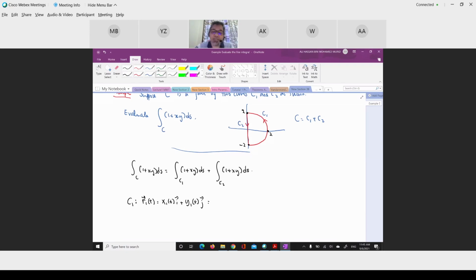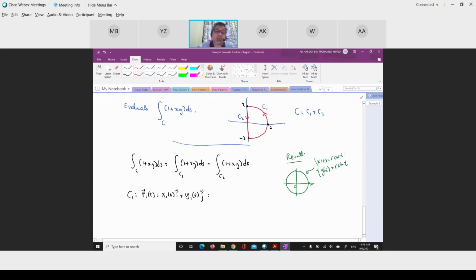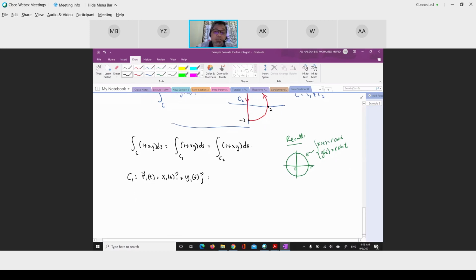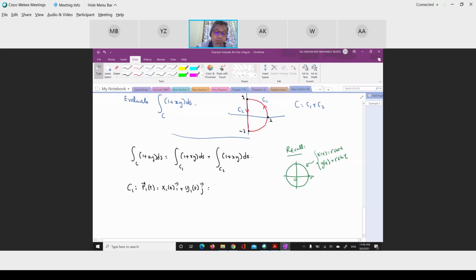Recall something that you have studied before. A circle centered at the origin of radius r has a parametrization x(t) equal to r cosine t, y(t) equal to r sine t, isn't it? So the semicircle can be parameterized as follows. Here the radius is 2, right? So we have 2 cosine t i plus 2 sine t j. Now this is a semicircle from -2 to 2, so t is between minus pi over 2 and pi over 2.